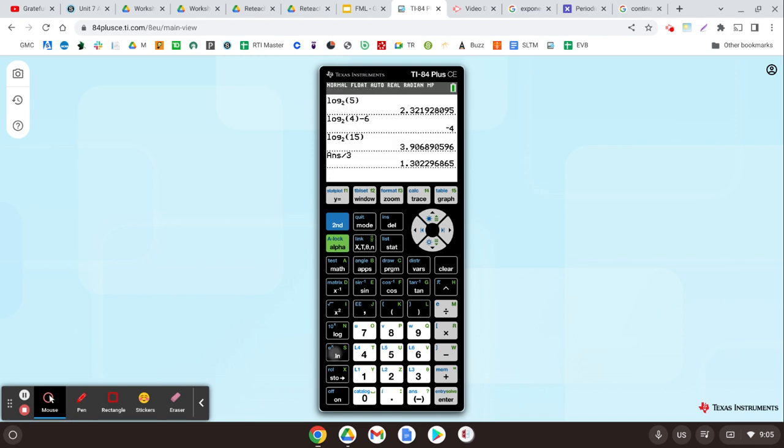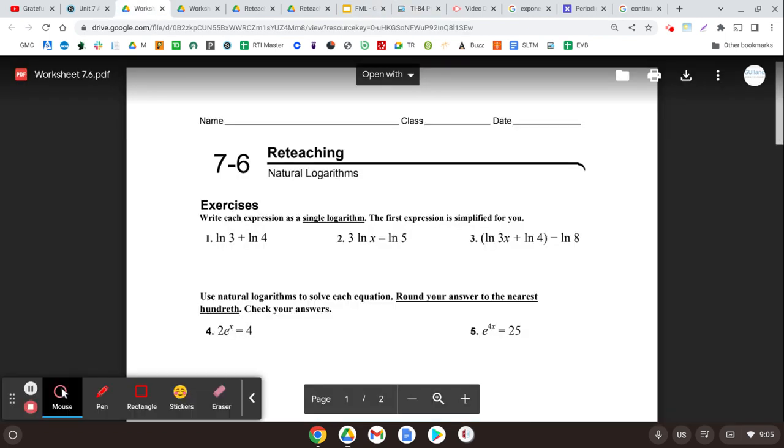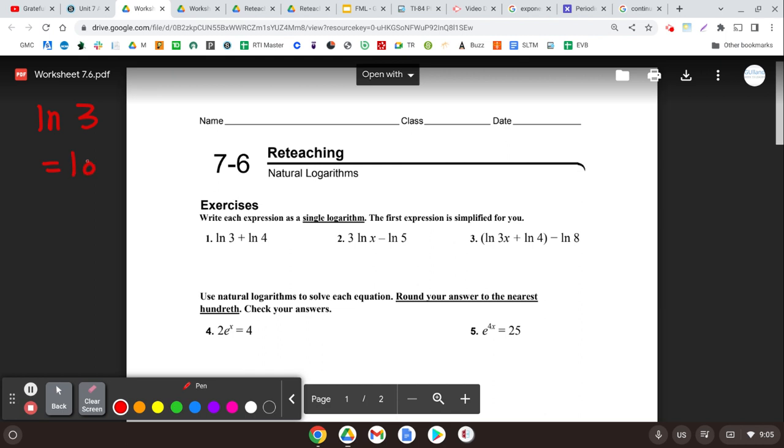Here, let me show you that. Let's go e to the first. See, that's e. E is a number like pi. It's irrational. It doesn't repeat. And let me show you how to use it now. Okay, so when you see ln of 3, ln of 3 is the same thing as the log base e of 3, okay?